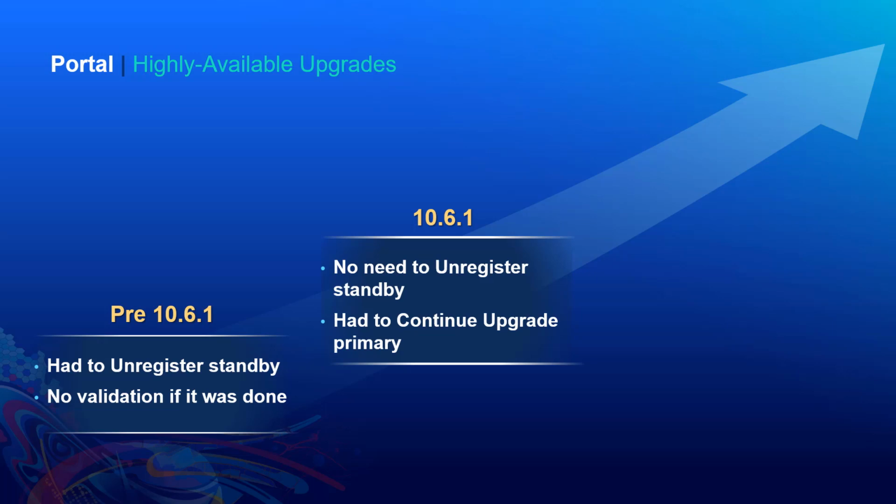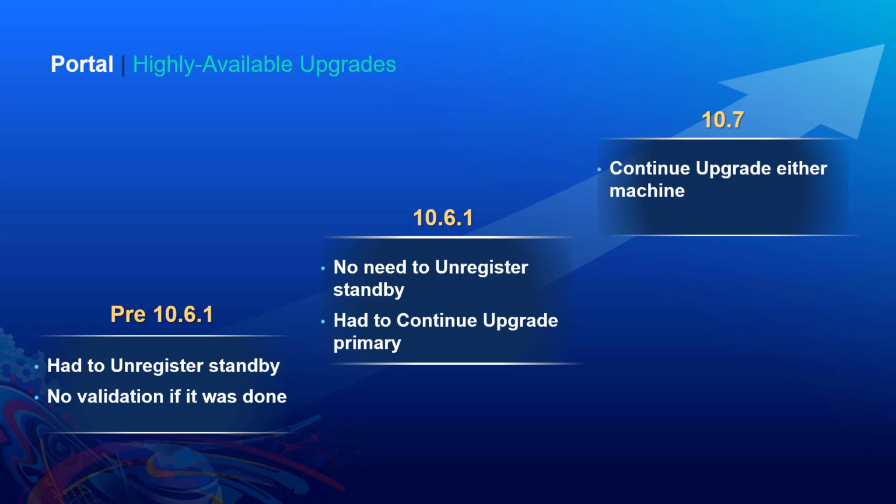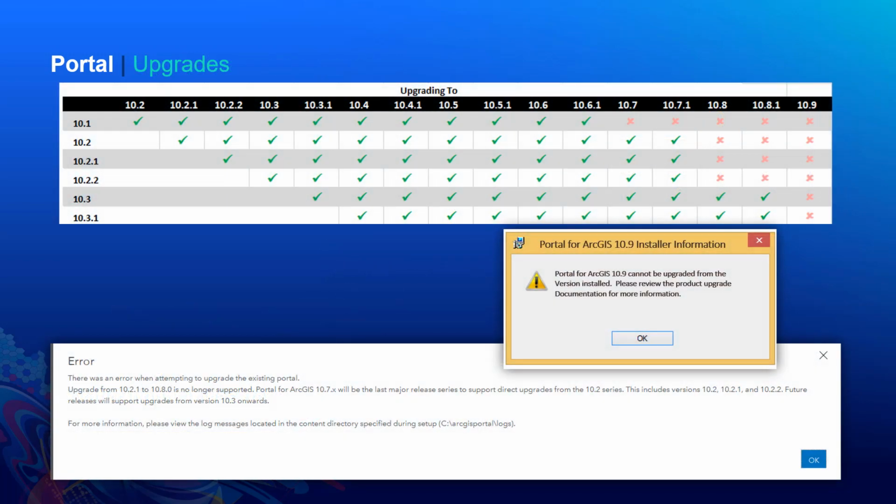So starting at 10.7, we listened and changed it so that you do not need to be aware of which machine is primary and which one is standby. Also, you can now run the portal upgrade steps on either machine. Please keep in mind that we do not support upgrades from the 10.3.1 release and back if you are upgrading to 10.9. You will receive an error if trying to upgrade from one of these older versions. If you have an older version, upgrade to an intermediate release of 10.4 or higher that can then be upgraded to 10.9.